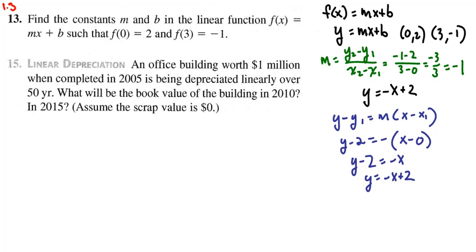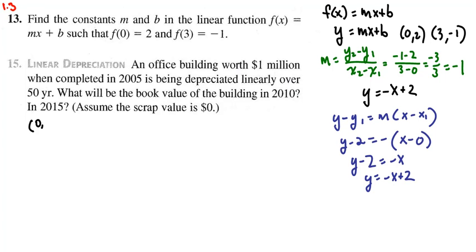So in problem 15, an office building worth $1 million when completed in 2005 is being depreciated linearly over 50 years. What will be the book value of the building in 2010 and 2015? Assume that the scrap value is 0.